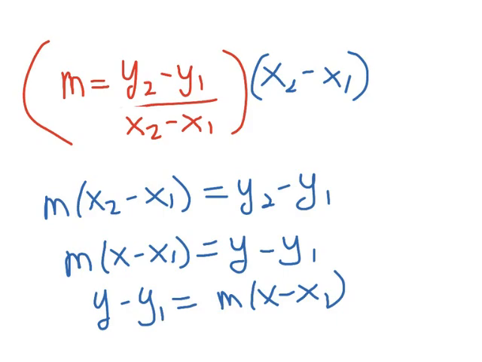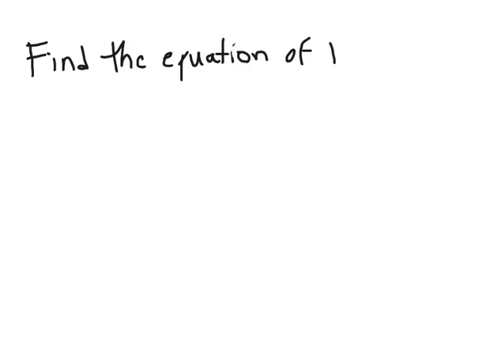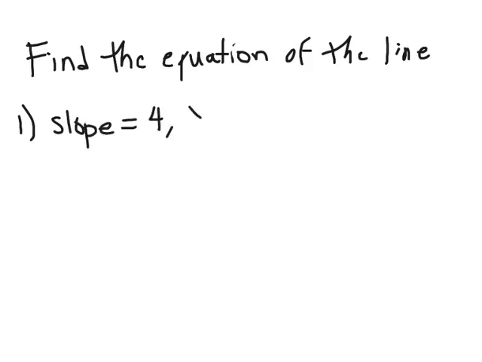Okay, so let me show you the kind of problems you're going to see in this section. I might say, find the equation of the line. So this is going to be the directions for the next several problems. Problem 1. Slope equals 4, y-intercept equals (0, -3).